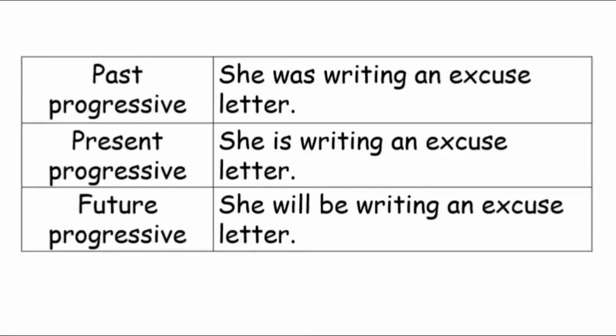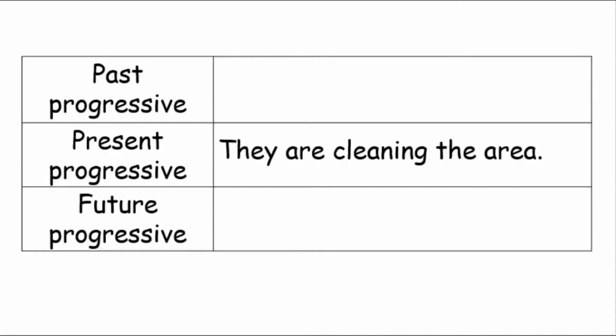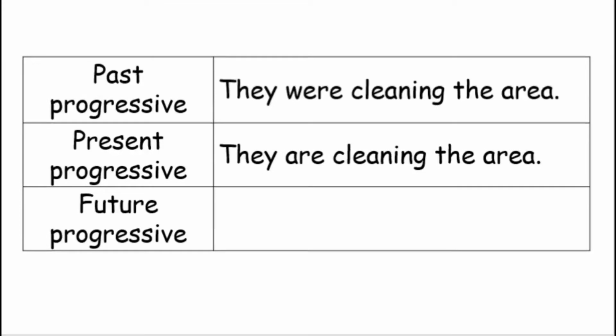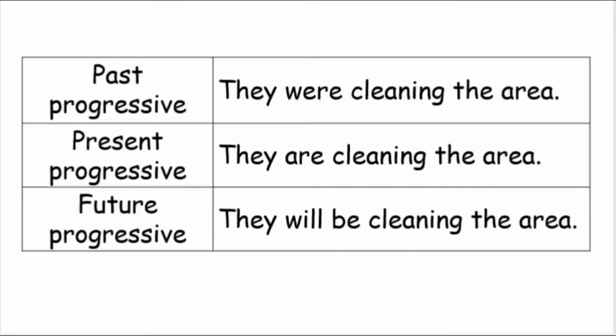Here is another example, present progressive. They are cleaning the area. What is the past and future progressive? The past progressive is, they were cleaning the area. And the future progressive is, they will be cleaning the area.